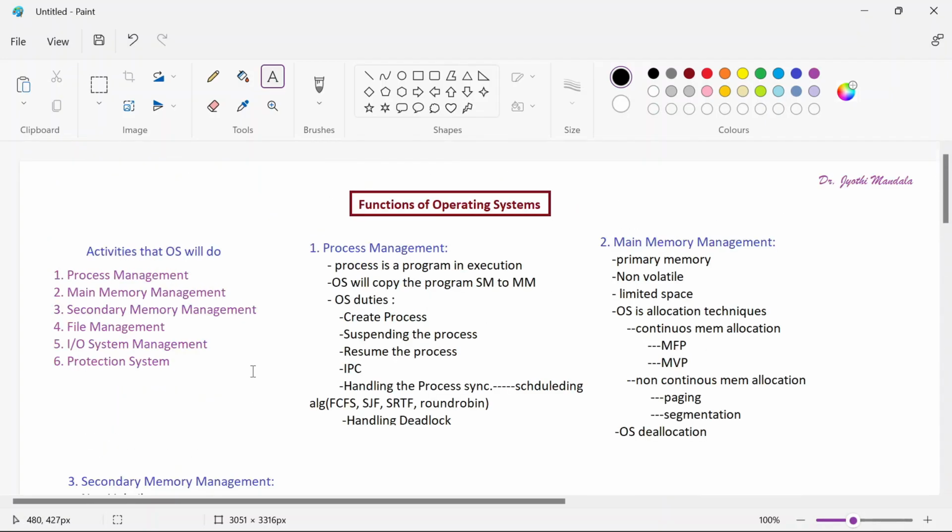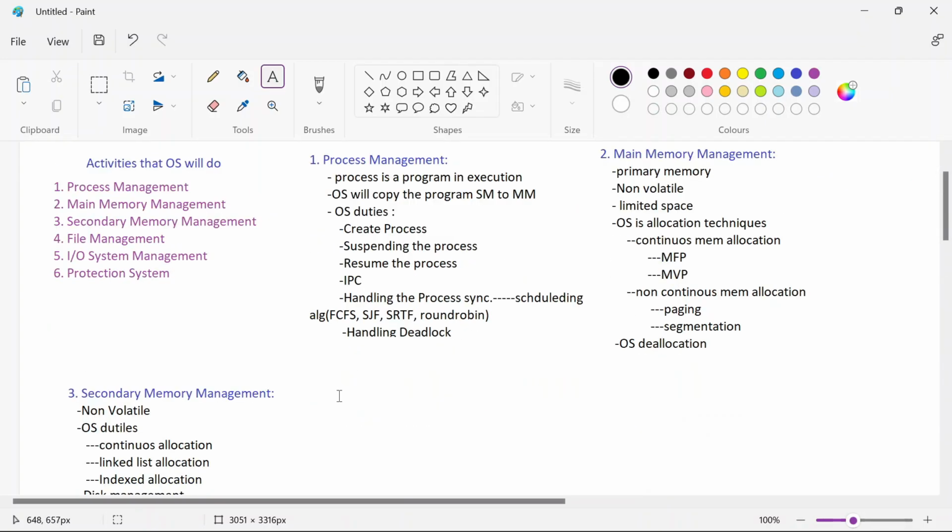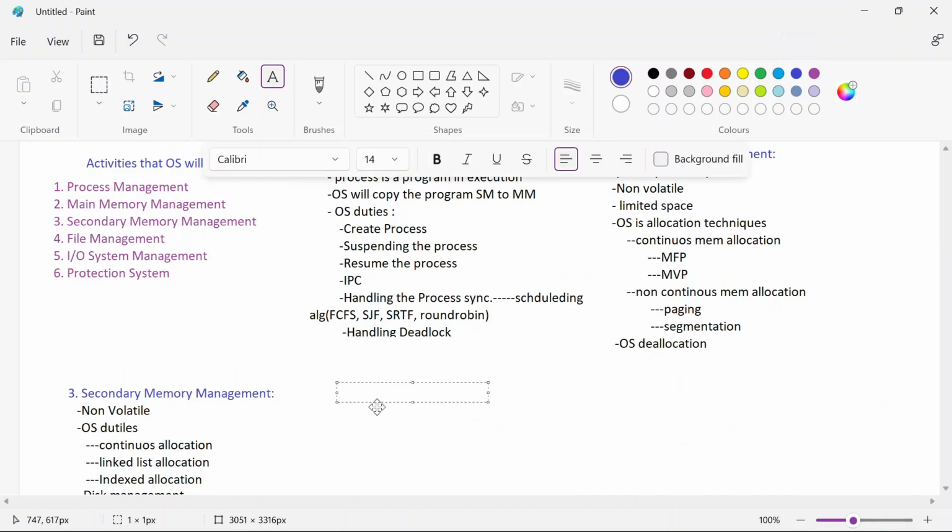Now let us see the fourth type, that is file management. So keep adding all of you, file management. Now in file management, what happens? You all need to understand a file is nothing but a collection of related information. That is the definition of a file. Note down: a file is nothing but a collection of related information.